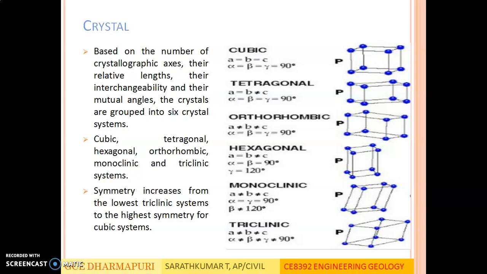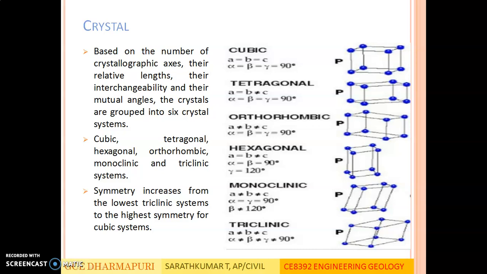Whereas in the orthorhombic system, all the 3 sides are different in length, but the angle between any 2 respective sides is 90 degrees. In the hexagonal system, similar to the tetragonal system, 2 sides are equal and the third side is different from the first 2 sides. Whereas the 2 angles will be 90 degrees and the other remaining angle will be 120 degrees. In the monoclinic system, all 3 sides will be of different length. 2 angles between 2 respective sides will be 90 degrees and the third one will not be equal to 120 degrees. It can be any angle.